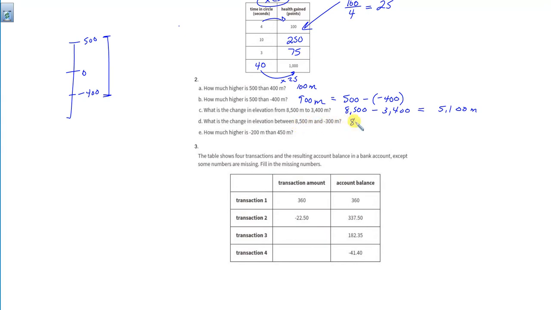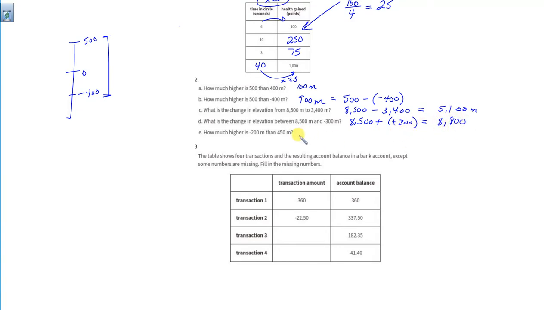And then D, what is the change in elevation between 8,500 and negative 300? That would be 8,500 minus negative 300, which, when you add the opposite, really just becomes plus positive, or 8,800.